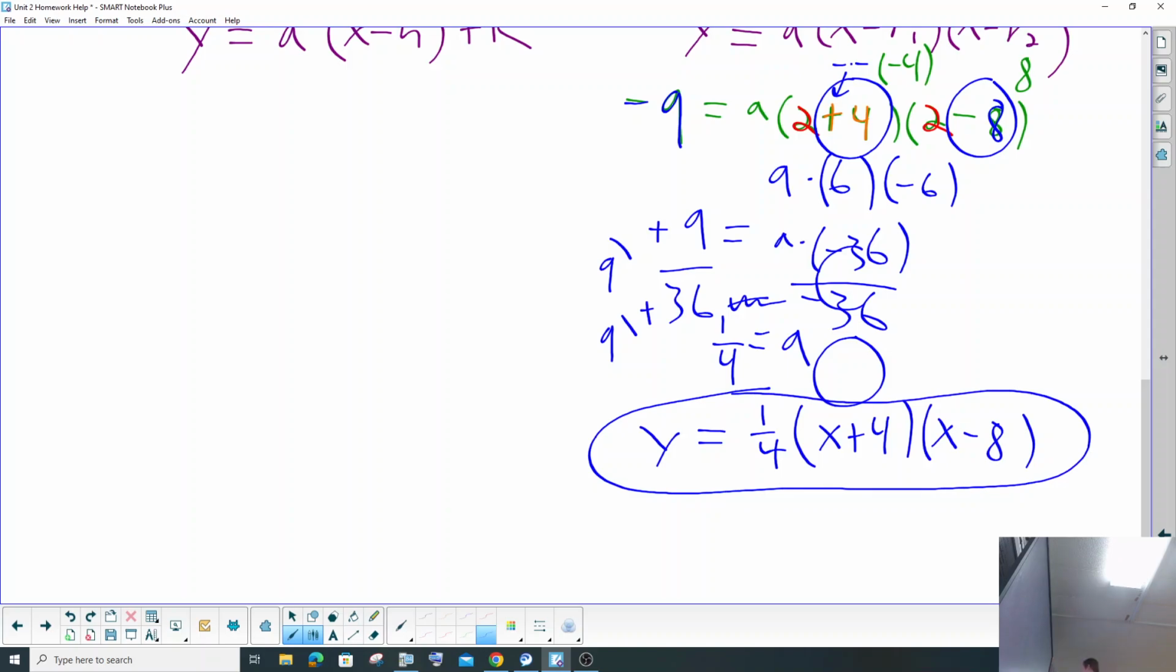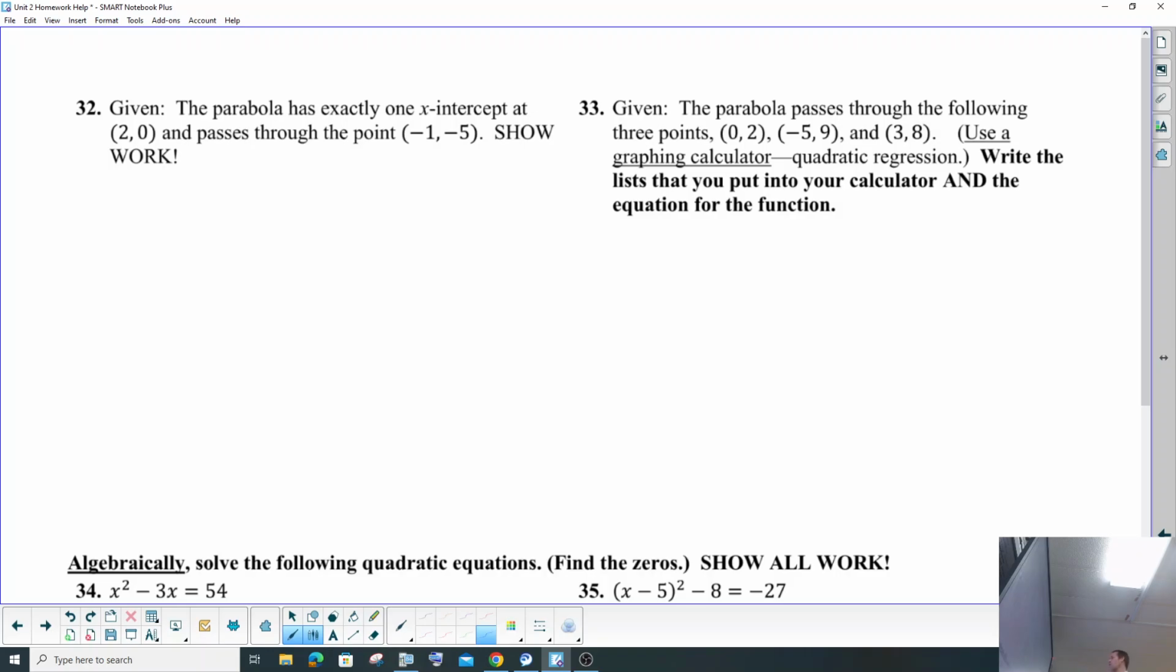Okay, so we're almost there. Let's get to our word problems. Okay, so you're going to have to do this on the test. So let's show you how to do that.